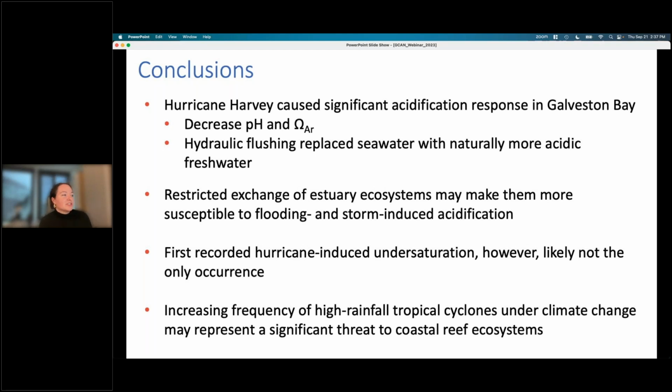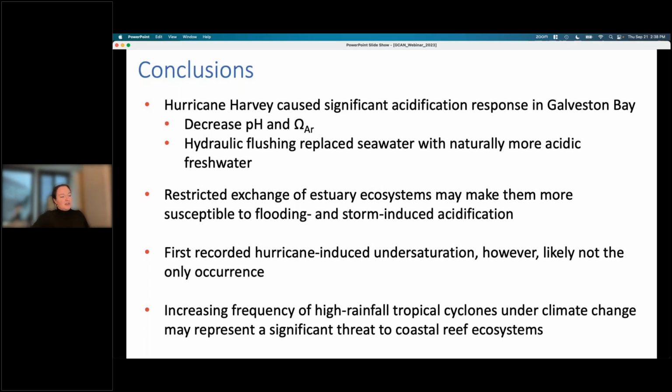In addition, the restricted exchange of estuary ecosystems may make these regions more susceptible to flooding and storm-induced acidification, meriting continued investigation and studies of this type of event in the future. While we present here the first recorded hurricane-induced undersaturation, it is likely not the first or only occurrence, marking the fact that while these stochastic or random point events may enact a future stressor, they are already potentially occurring today.